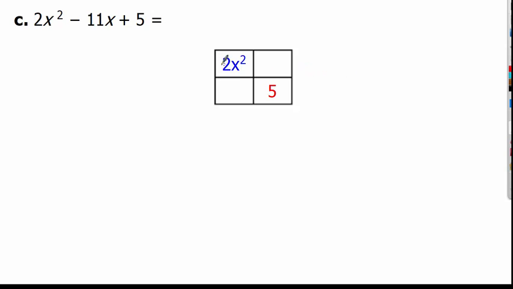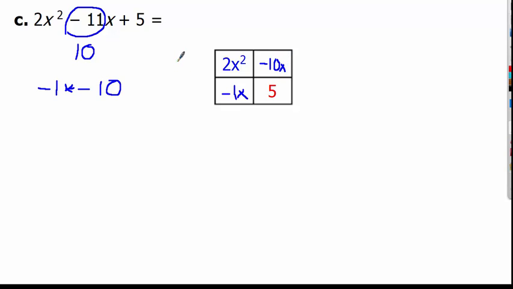Next problem, we have it set up in our squares. The multiplication that we have is 10, factors of 10 that add to give me negative 11. So they both have to be negatives, and negative 1 and negative 10. That would multiply to get me this, add to get me this. So I'm going to write negative 1x and negative 10x.